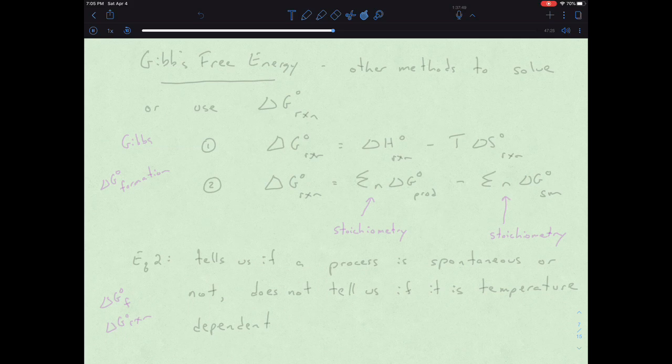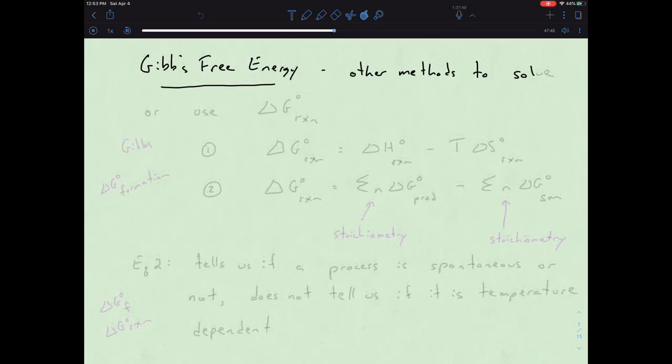Hello, Gen Chem Tribe. In this lecture, we're still talking about Gibbs free energy, but now getting into other methods to solve or use this idea of delta G. So we have this notion of delta G of reaction, and so far we have one equation, which is the Gibbs free energy expression that we did an example of just recently. So this would be our Gibbs.